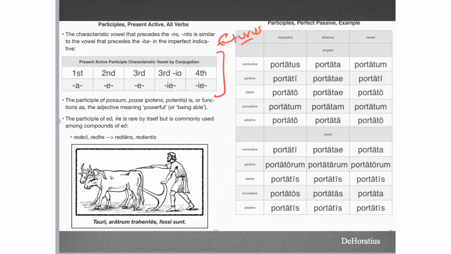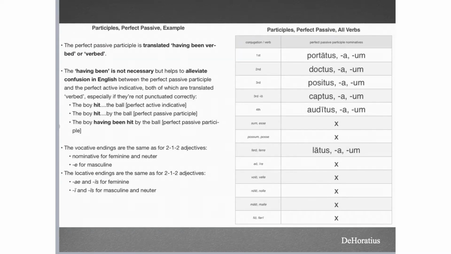In any case, these participles are declined just like your average 2-1-2 adjective: us, a, um, i, ae, i, o, ae, o, etc. Okay? Same with present participles, no different from a straight third-declension adjective in terms of how it is declined or the endings that it uses. All right, so that's the perfect passive participle of portatus for you. And you can see here that the perfect passive participle is translated having been verbed, or verbed. It's that ed form.